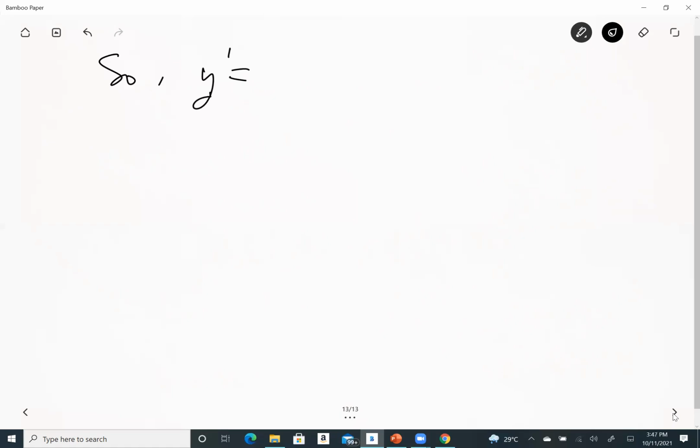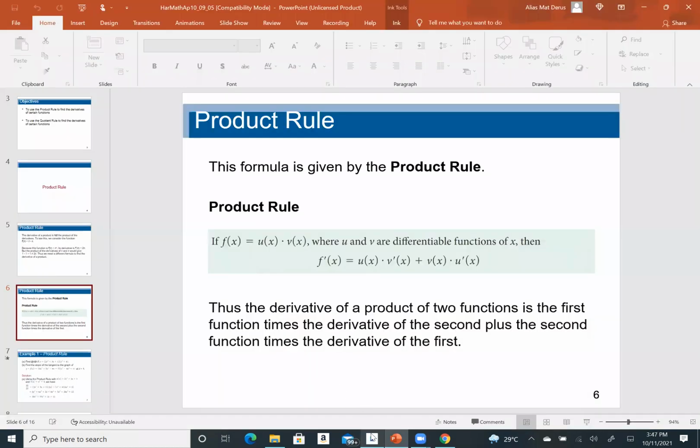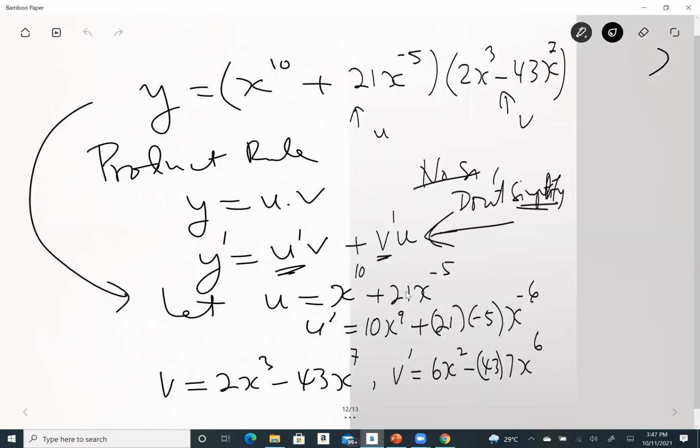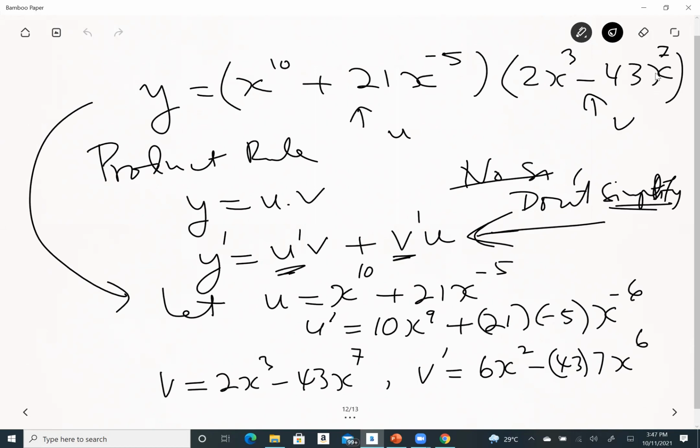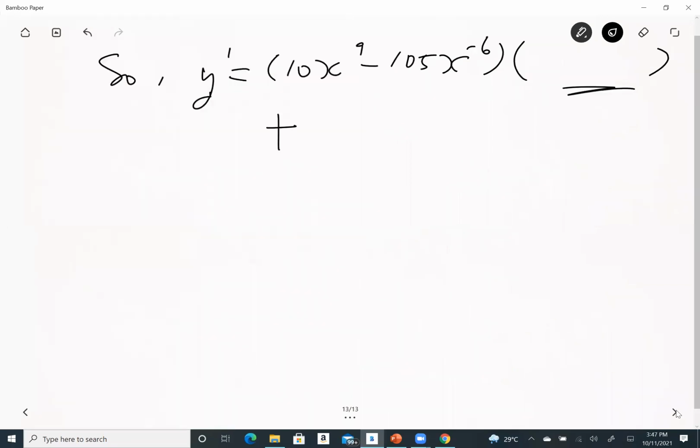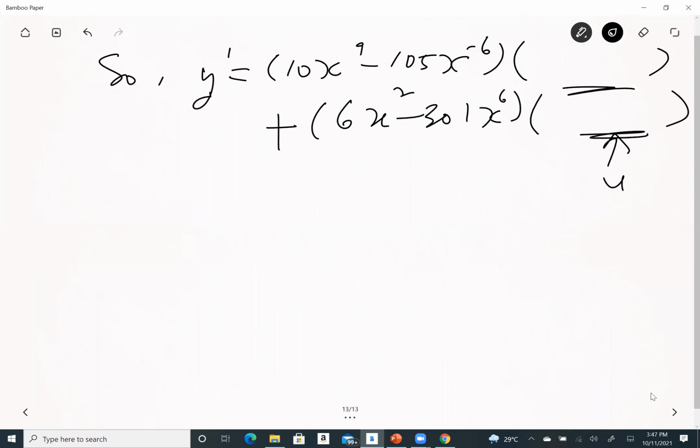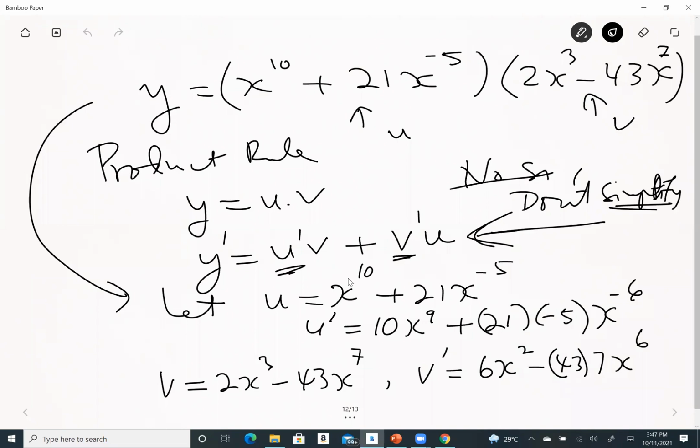U prime times v. Okay. So u prime times v, I have 10x to the power of 9 minus 105 x to the power of -6. You multiply by v. So that v is 2x cubed minus 43x to the power of 7. Okay, multiply that. And then you add v prime: 6x squared minus 301x to the power of 6 multiplied by u. So you put in that u, which is x to the power of 10 plus 21x to the power of -5.